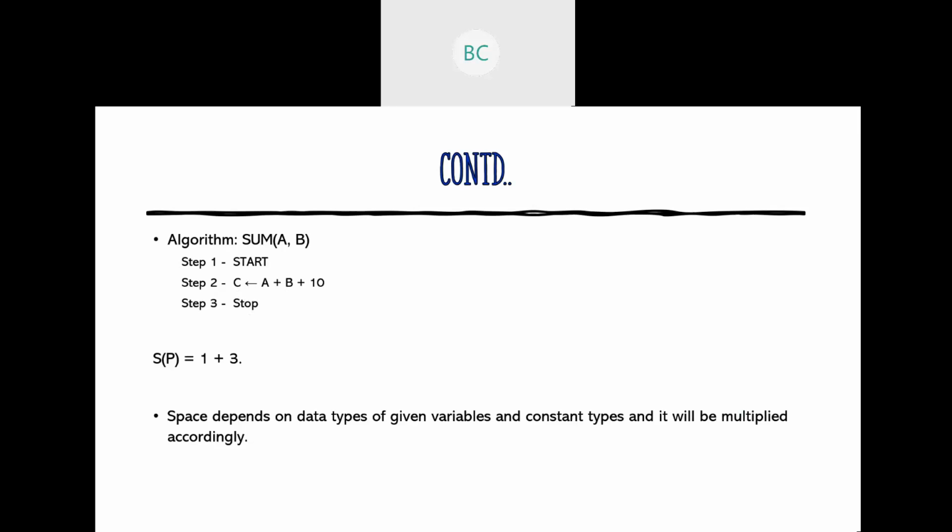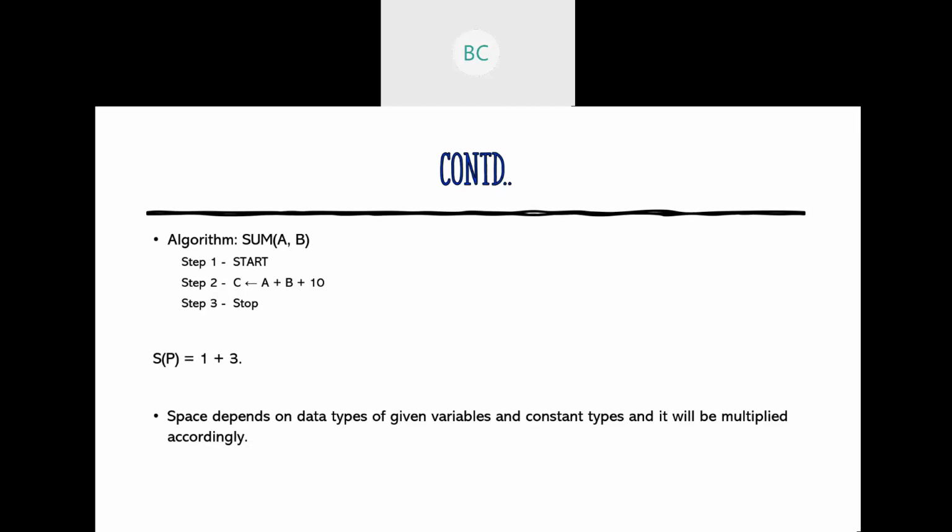Anyone wants to say why 1? And why 3? How do 3 and 1 come? 3 comes because you have three variables A, B and C. So for three variables you got number 3, and 1 is for the constant. You have 10, therefore that will be counted. So your space complexity for this particular algorithm will be 3 plus 1, which is 4.